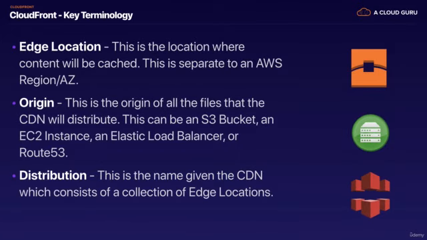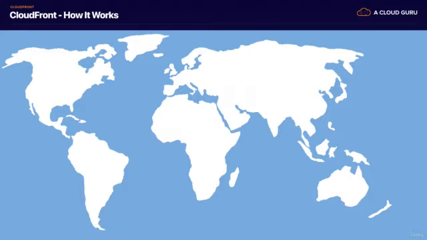And then finally, we have our distributions. This is the name that's given to the CDN, which is essentially a collection of edge locations. So we're going to create a distribution. We'll do that in the next lecture.